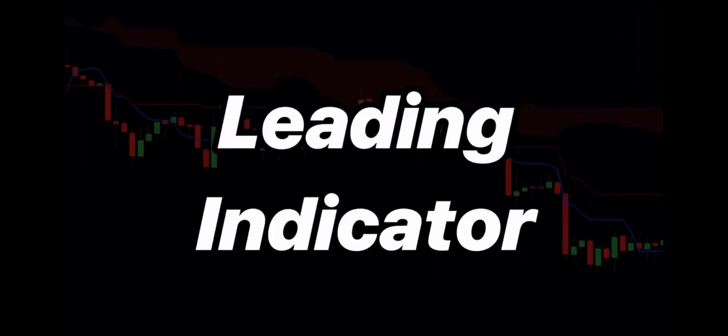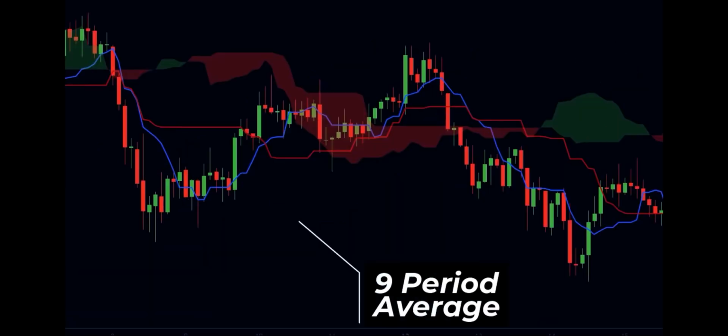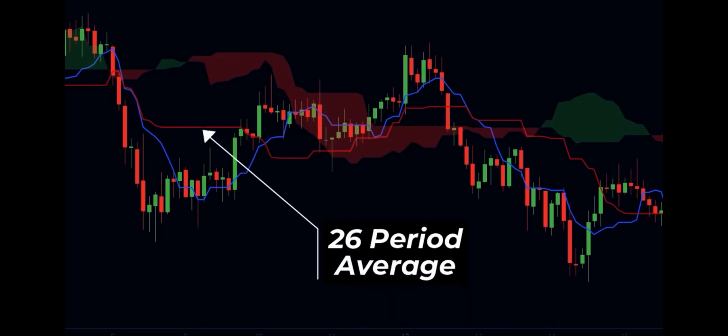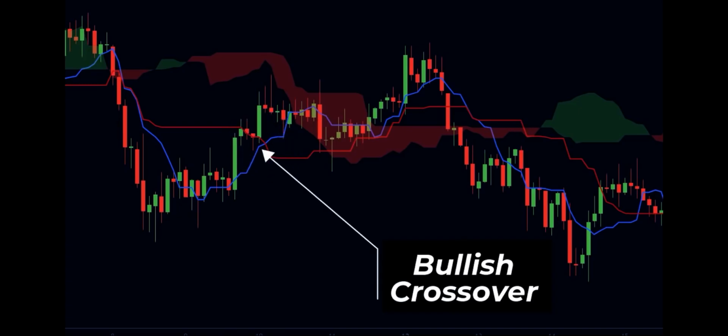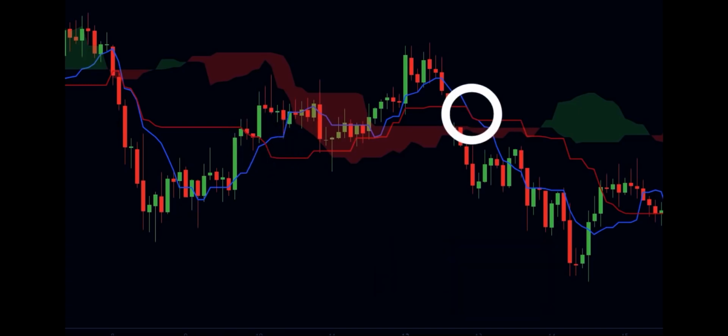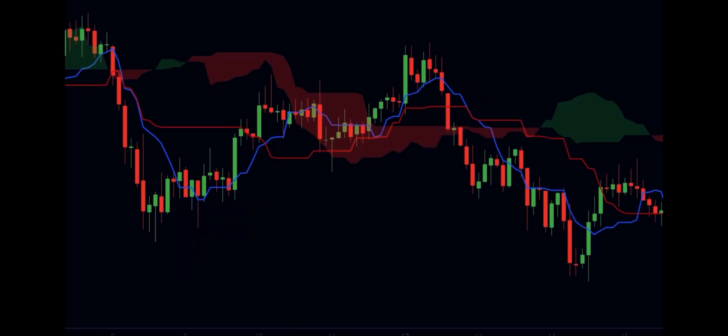The cloud is a leading indicator. So, the Ichimoku Cloud will always be ahead of the price. The conversion line is a 9-period average of the price, and the baseline is the 26-period average of the price. The best way to use these lines is by trading their crossovers. So when the conversion line crosses above the baseline, it is a bullish crossover. And when the conversion line crosses below the baseline, it is called a bearish crossover.